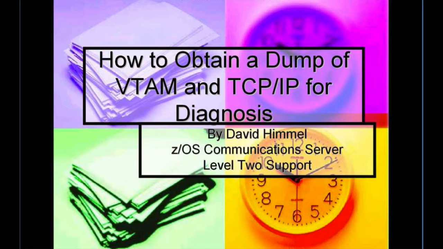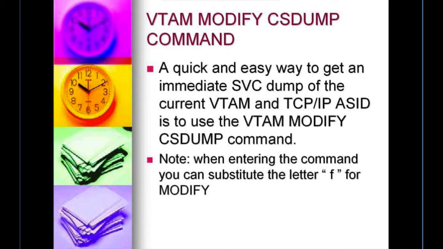Today we're going to take a look at how to easily obtain the dump of VTAM and TCPIP for diagnostics using the VTAM MODIFY CSDUMP command. A quick and easy way to get an immediate SVC dump of the current VTAM and TCPIP ASID is to use the VTAM MODIFY CSDUMP command. Please note, when entering the command, you can substitute the letter F for modify.